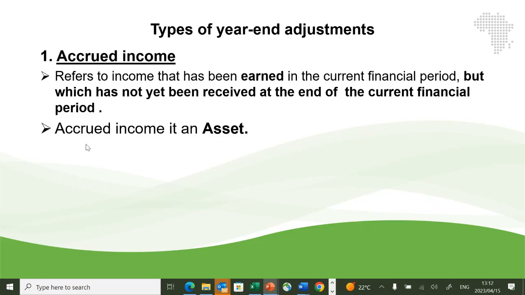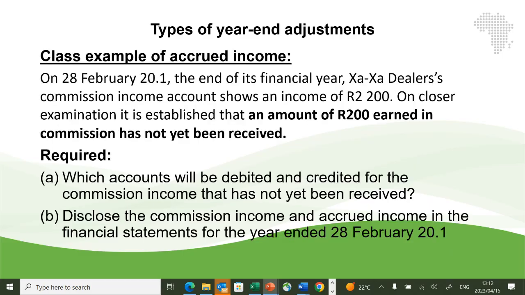So when you talk about accrued income, it is an asset because they owe us. Those people, those customers or debtors, they owe us that money. It's ours. So it belongs to us. So that's why it's an accrued income. It's an asset for us as a business. So we know asset increases on the debit side, reduces on the credit side. Let's go through an example.